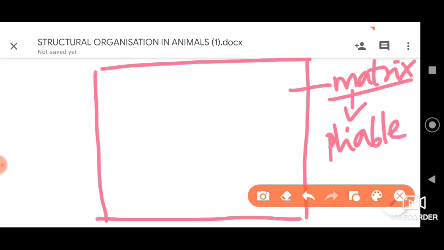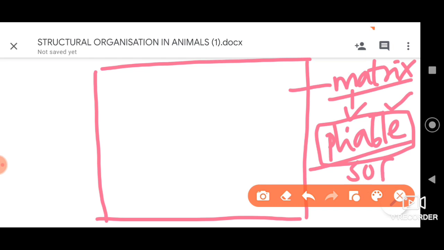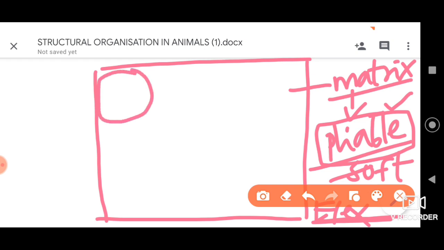That means that as this matrix has more elastic fibers and collagen fibers, it is soft. All right, it is very much soft, as well as flexible. It is highly flexible as well. Okay, the soft and flexible nature of the matrix is called pliable. All right, remember that point, dear students. Okay, and this matrix has the cells, as you can find here.